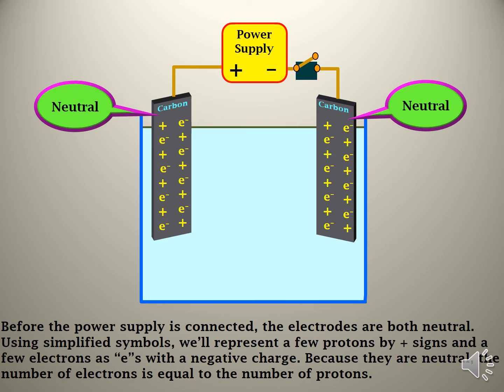Before the power supply is connected, the electrodes are both neutral. Using simplified symbols, we will represent a few protons by positive signs and a few electrons with negative charges. Because they are neutral, the number of electrons is equal to the number of protons. It means in both of the carbon electrodes, electrons and protons are present in the carbon atoms, which are represented by the positive and negative signs.